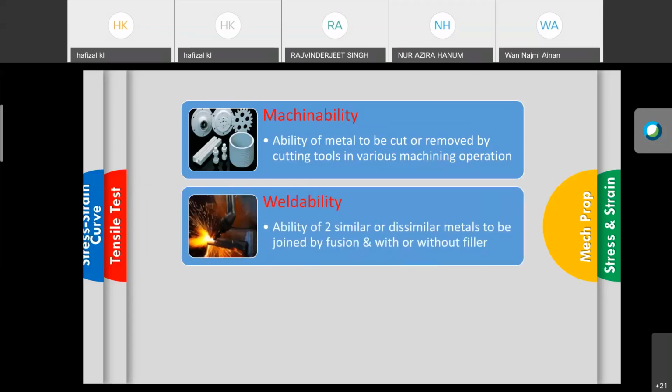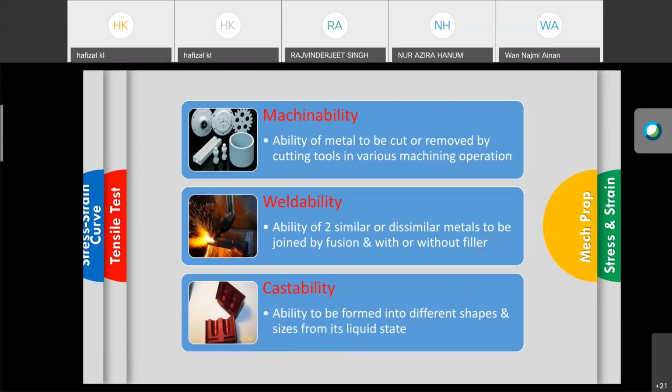And then we have weldability, the ability of two similar or dissimilar metals to be joined by fusion, with or without filler. This material can be joined together by using a welding machine. So whether other welding techniques can join this material together by using a welding machine, this one we call weldability.